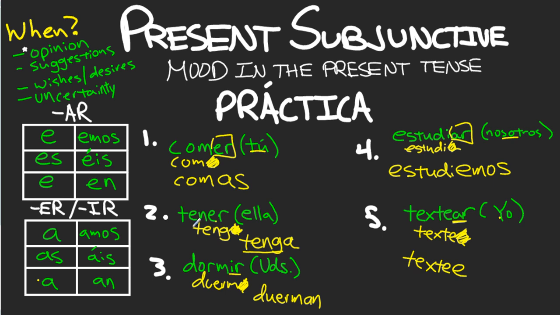Now sometimes it seems a little pointless to do the yo form and then cross it off because sometimes it doesn't make any difference, but a lot of times it does make a difference. So you do want to think about what is that yo form in the present tense indicative to be able to properly conjugate in the subjunctive.